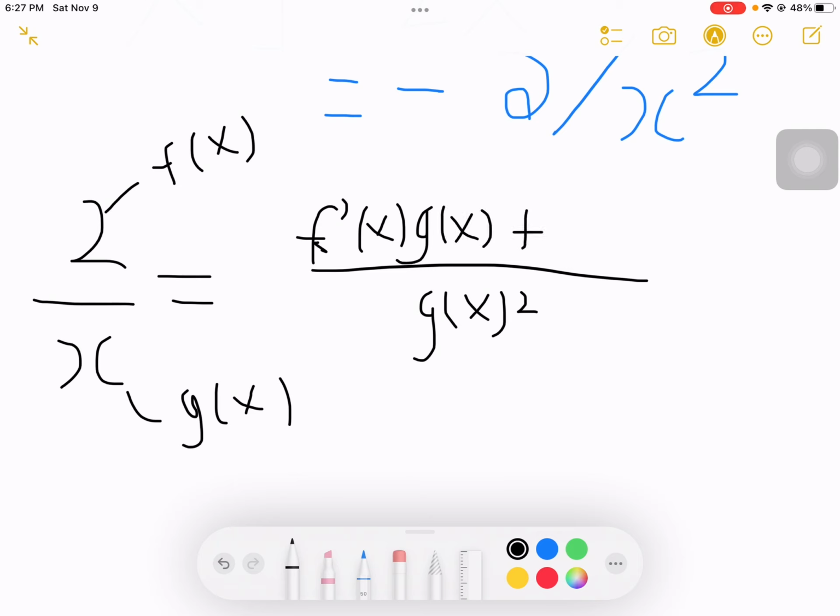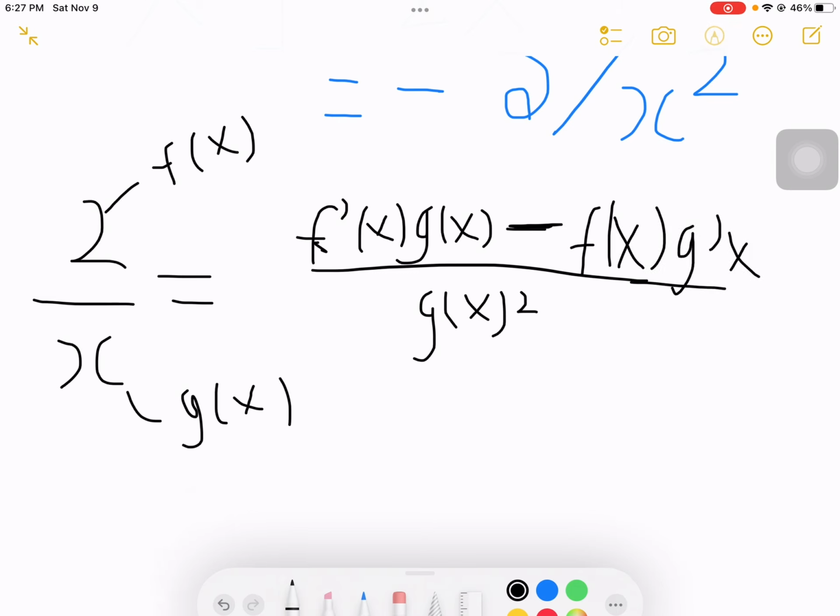Plus, oh, sorry, not plus. I don't know where that came from. That's your product rule, but you subtract the product of f of x and the derivative of g of x.